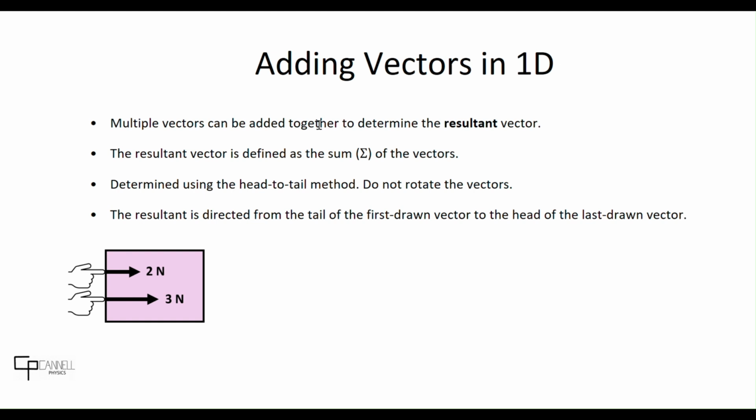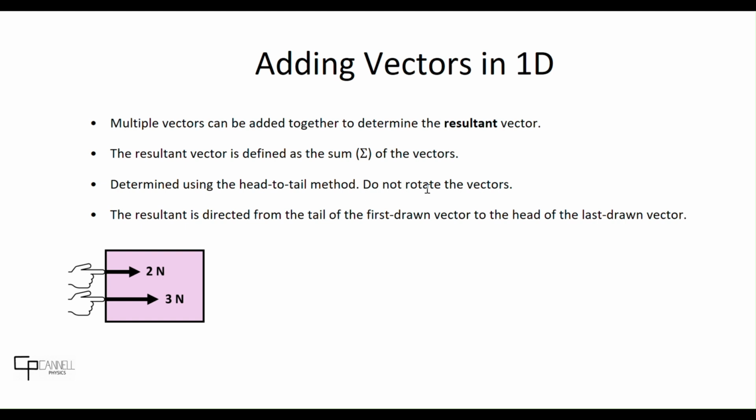Multiple vectors can be added together to determine the resultant vector. Therefore, the resultant vector is defined as the sum of the vectors, and we use the capital Greek letter sigma to denote the sum. The actual method we use to determine the resultant vector is called the head-to-tail method.